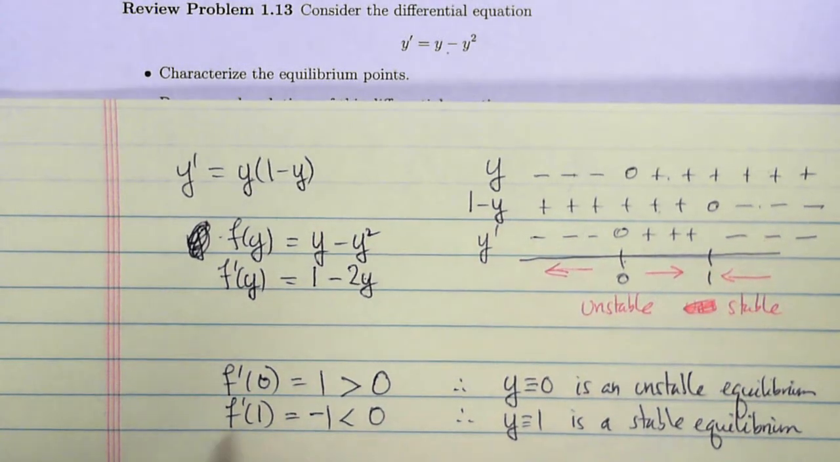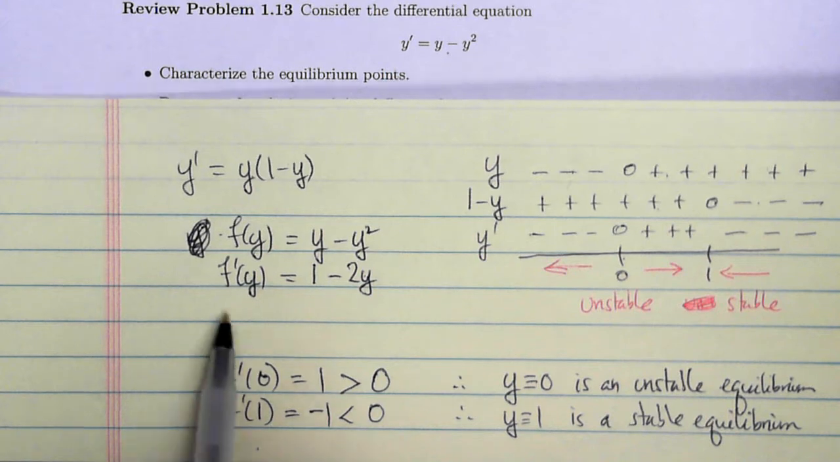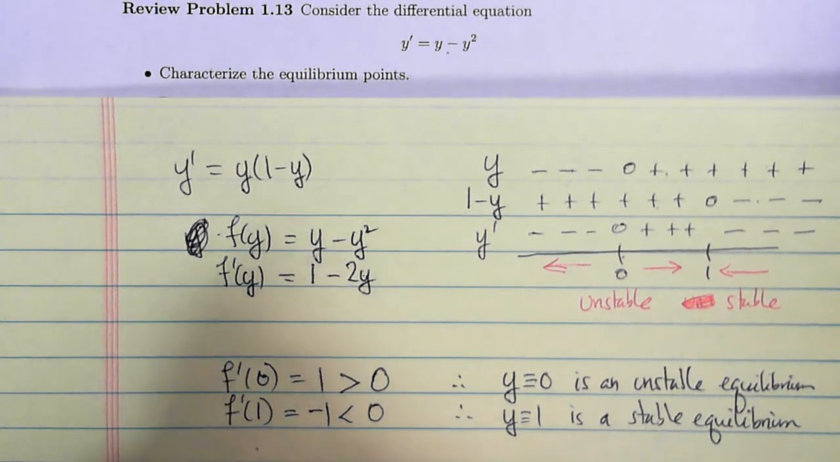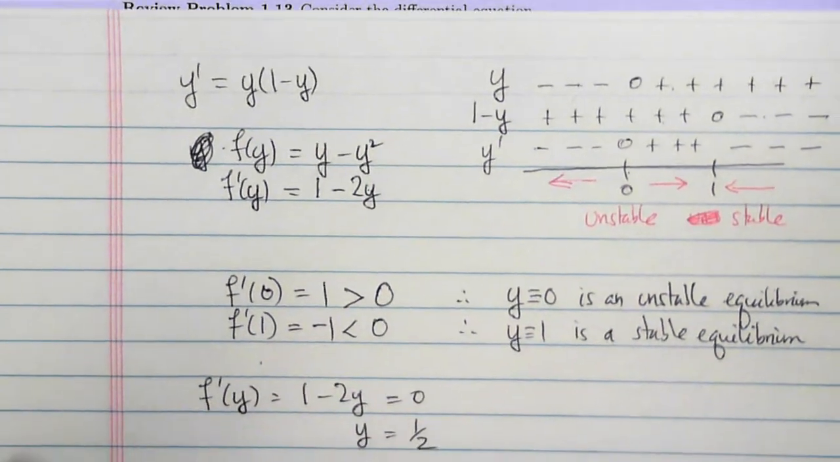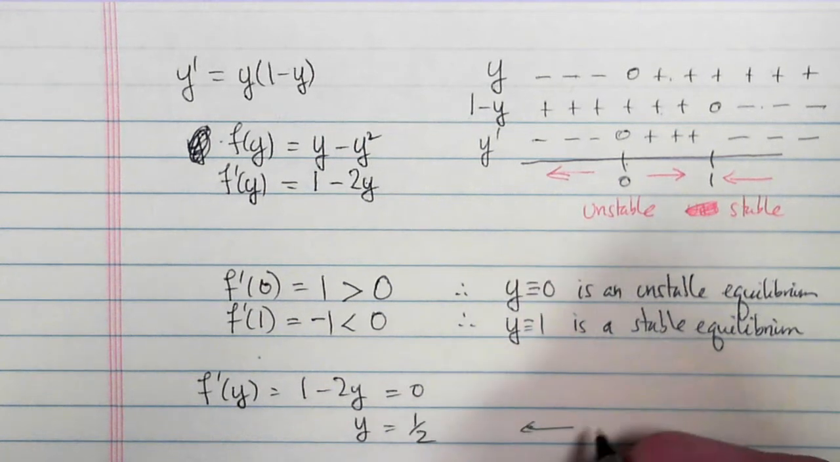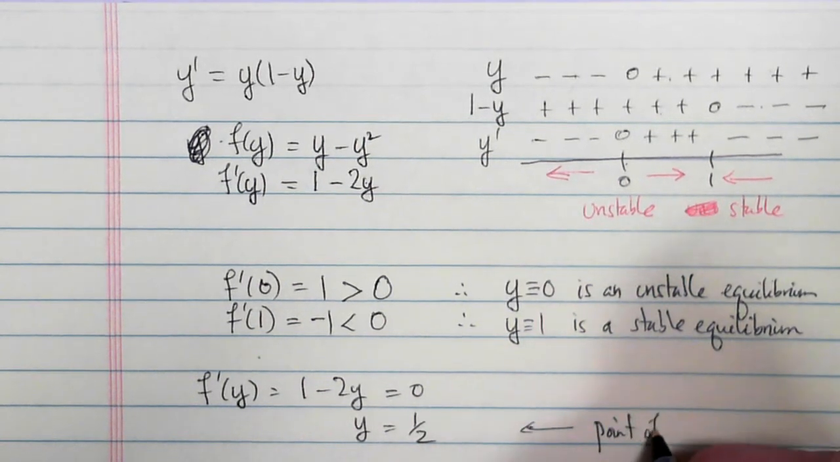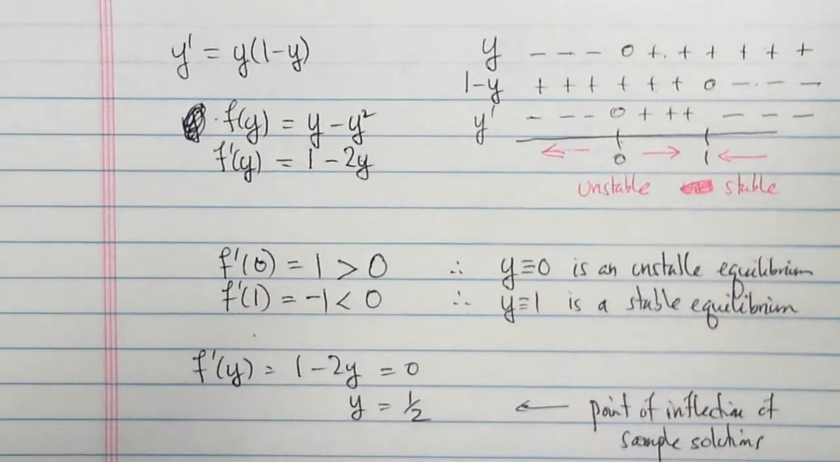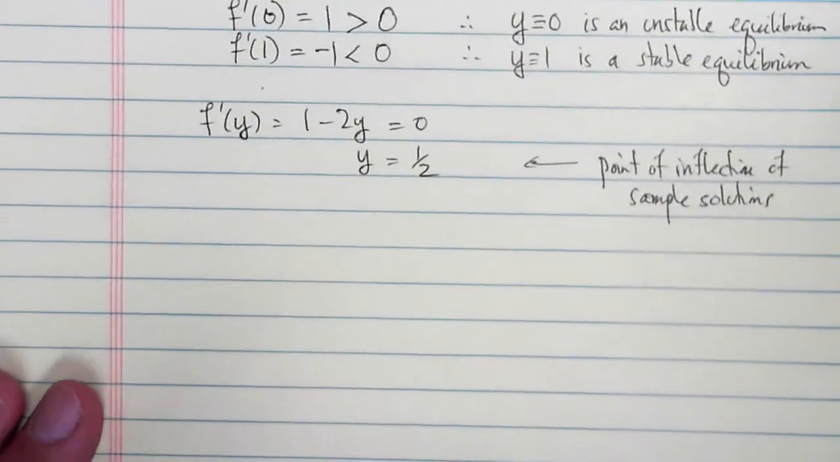All right, now finally, before I start sketching the solution, I can use this derivative to figure out the points of inflection of the sample solutions. So f prime of y is equal to 1 minus 2y. If I set this equal to 0, that gives me y equals 1/2. And so this will be points of inflection of sample solutions. All right, so with that, let's start sketching.